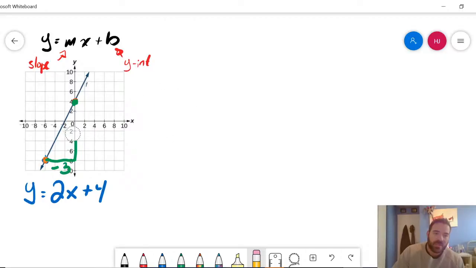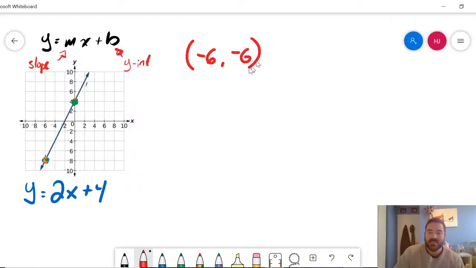So now my question is, I want to know if a particular point lies on this line. So if I give you a point, can you tell me whether it's on the line or not, even if you didn't have the graph? Now I do have the graph, so if I say, hey, is -6, -6 on the line, well, we could just simply go to the graph and go, okay, -6, -6. Nope, that's not on the line. That doesn't work. But we don't always have the graph.